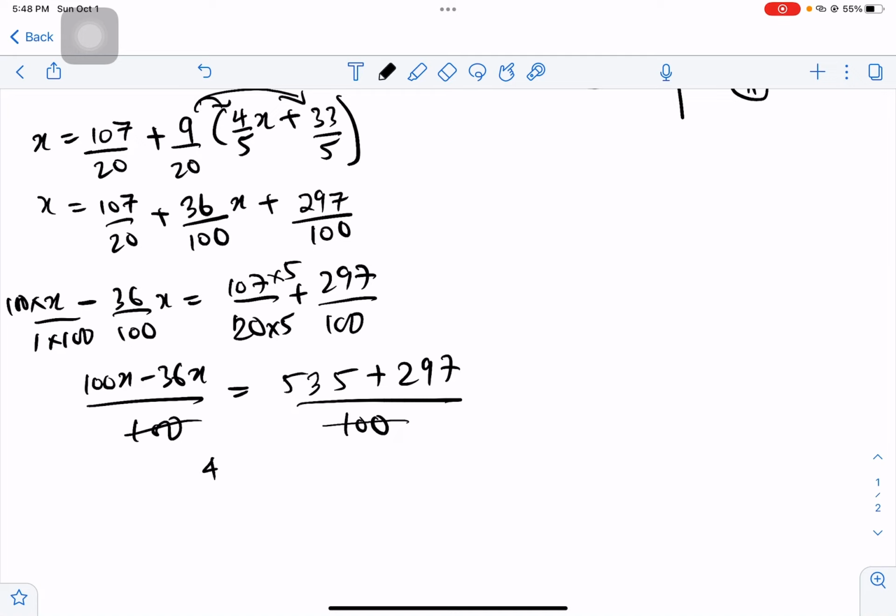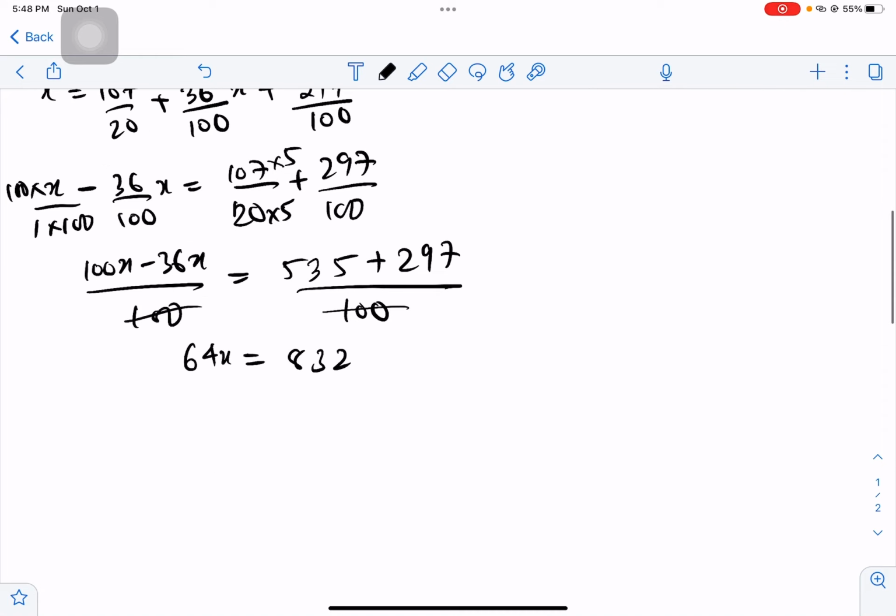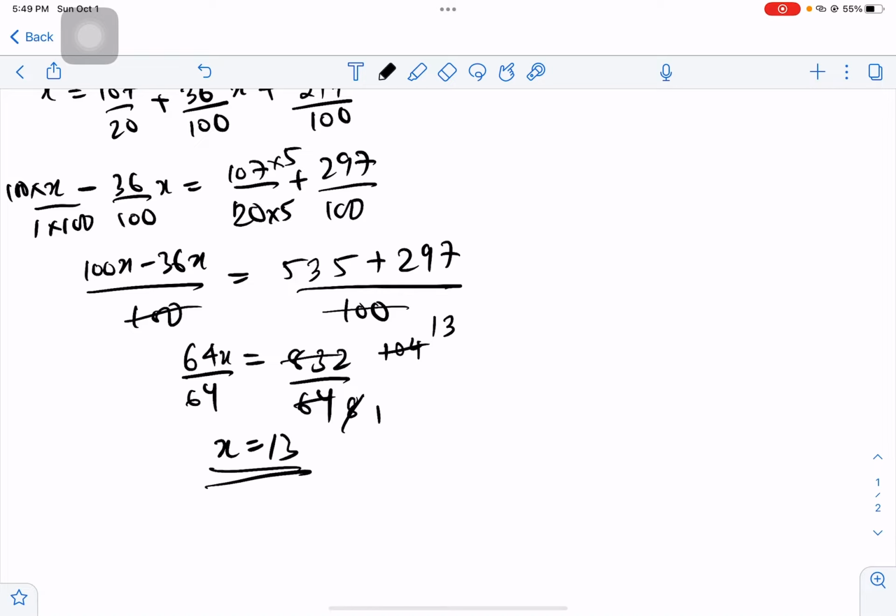So I have here 100 minus 36, which is 64. So 64x equals 832. Then dividing 64 on both sides to get the value of x. The common factor seems to be 8. 8 times 8 is 64, 8 times 1 is 8, and 8 times 4 is 32. Then can I divide by 8 again? Yes, so your x seems to be 13.